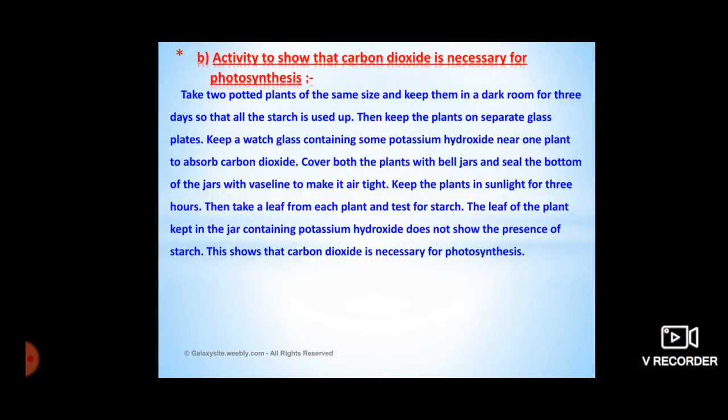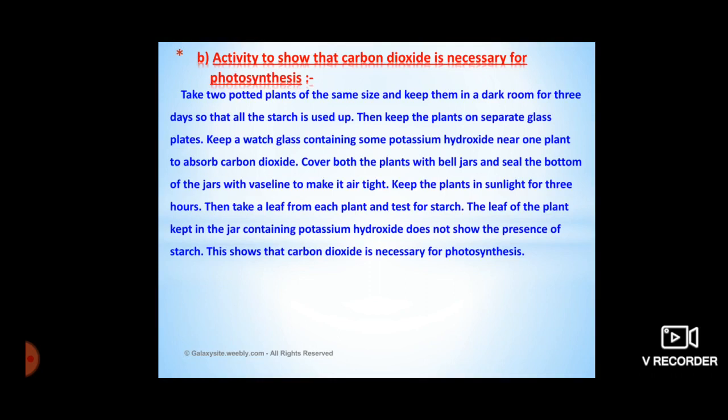Activity: carbon dioxide is necessary for photosynthesis. So here we are going to take two potted plants of the same size and keep them in a dark room for 3 days so that all the starch is used up. Then keep the plants on separate glass plates. Keep a watch glass of some potassium hydroxide near the plant to absorb the carbon dioxide.